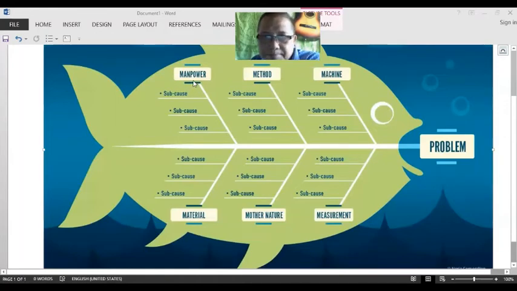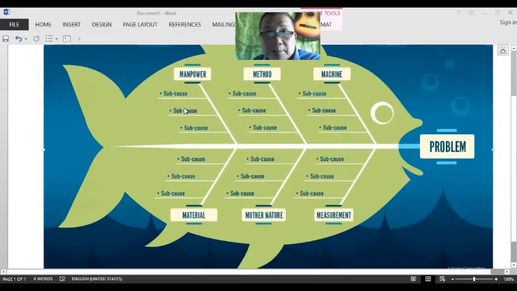Remember the 6 M's of management. We have manpower, method, machine, materials, mother nature, and measurement. So this is the problem. How do we solve the problem? Under manpower, you have to learn what causes the problem. What is the sub-cause, for example, of high labor turnover? What causes the problem? So always look at the cause of the problem and its effect.